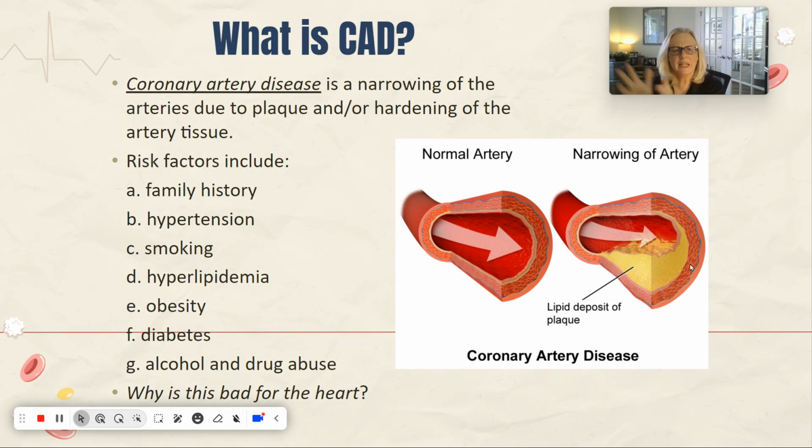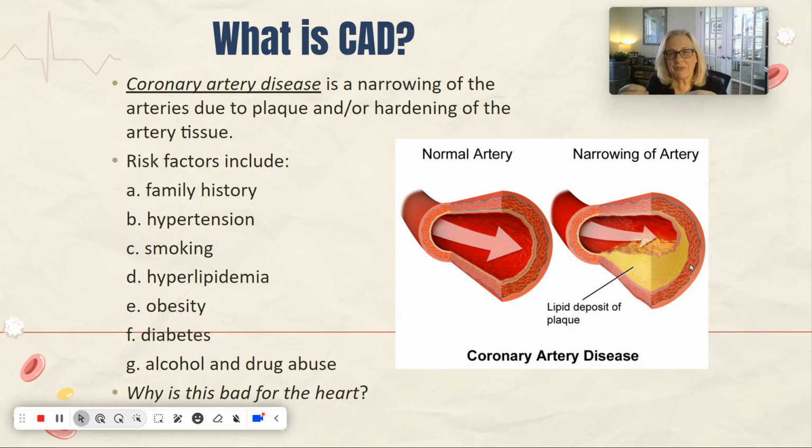Okay, so what is CAD? So CAD stands for coronary artery disease. It is the narrowing of the arteries, blood vessels, due to plaque and or hardening of the artery tissue. So that heart that we have, our heart muscle that does all our pumping of our blood, obviously, has blood vessels that surround it and feed that heart muscle with oxygen. If we get a blockage or a narrowing in any of those blood vessels that surround the heart, now we're not getting blood oxygen to those certain areas of the heart, then we have a problem. So it's like Houston, we got a problem, okay?